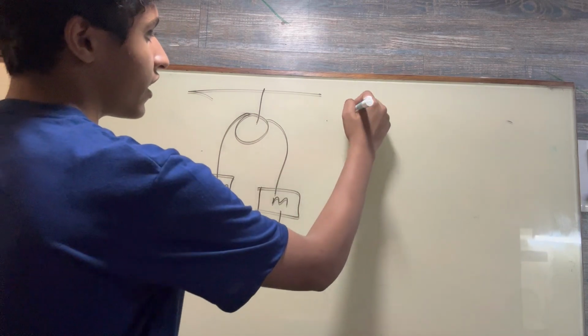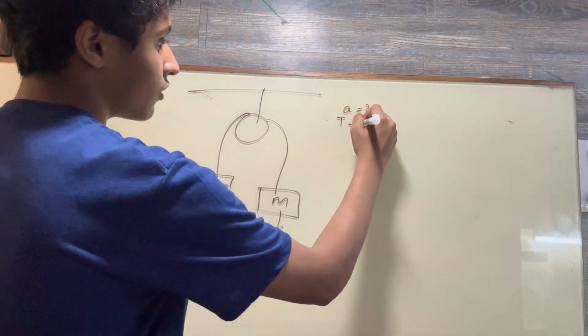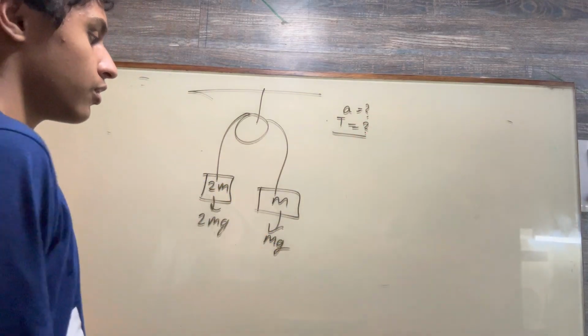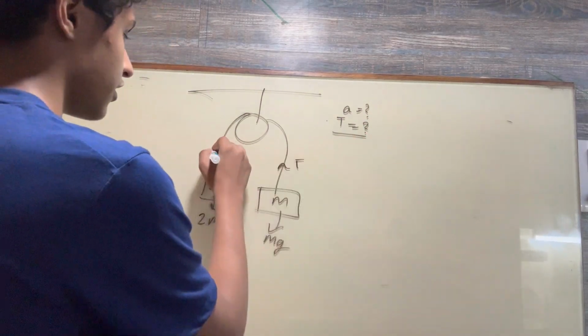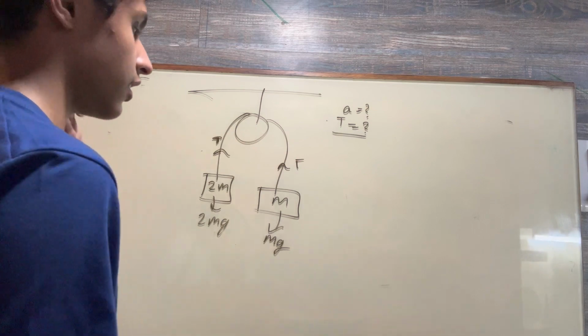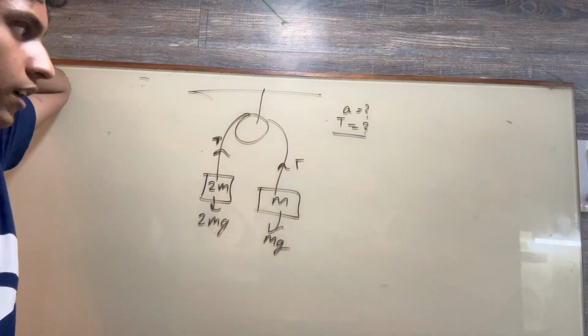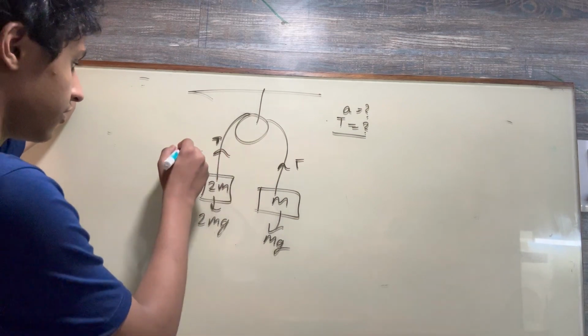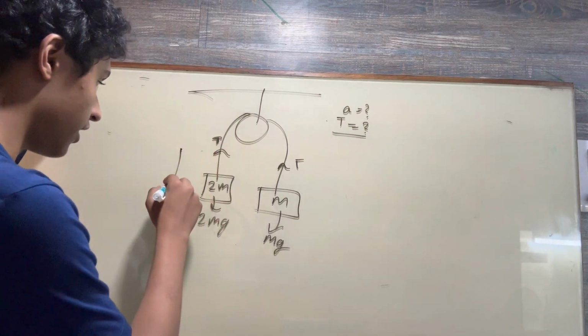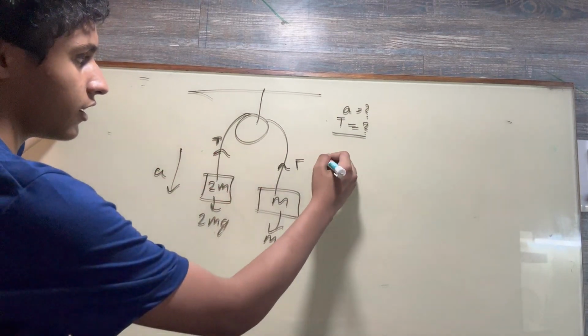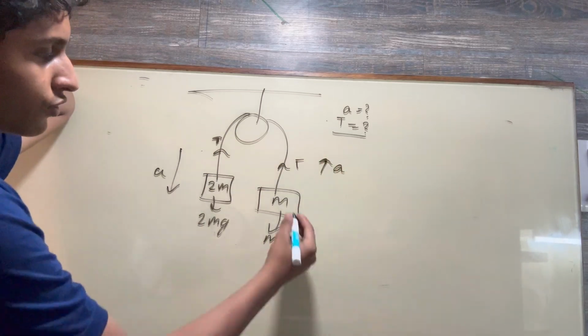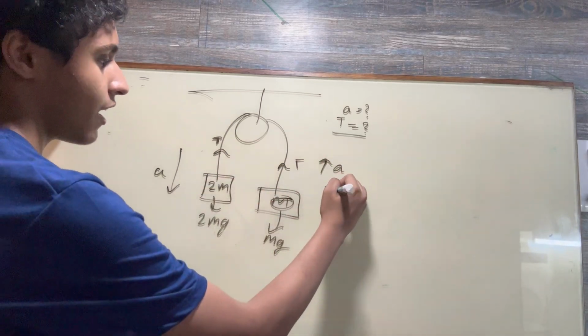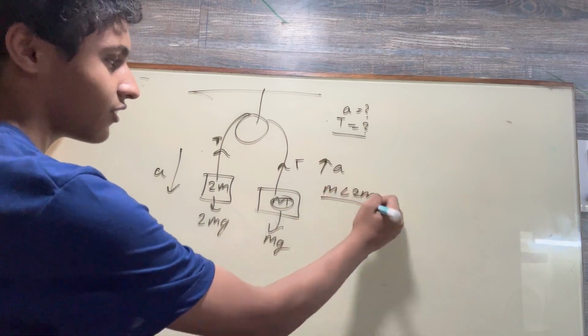So now I want to find acceleration is equal to how much, tension is equal to how much. So here obviously tension will be upwards, but now you tell me where acceleration will be. So I will give you guys 2 seconds to try and solve this question. So acceleration here will be downwards for 2mg, acceleration will be upwards for this. Obviously, because m is less than 2m, right? I mean, that's common sense.